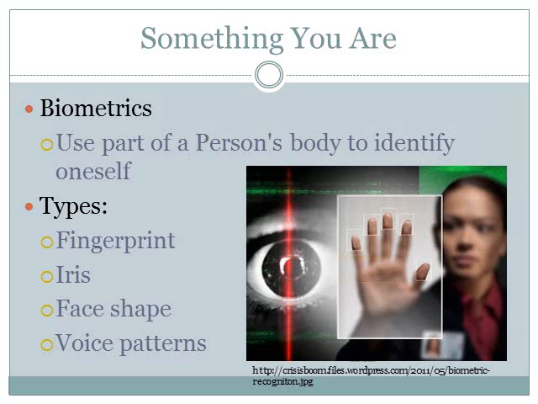Something you are. This has to deal mainly with biometrics. Biometrics is when you use a part of a person's body to identify themselves. There are basically 4 different types of biometrics. These include using a person's fingerprints, their iris or eye shape, their face shape, and their different voice patterns.